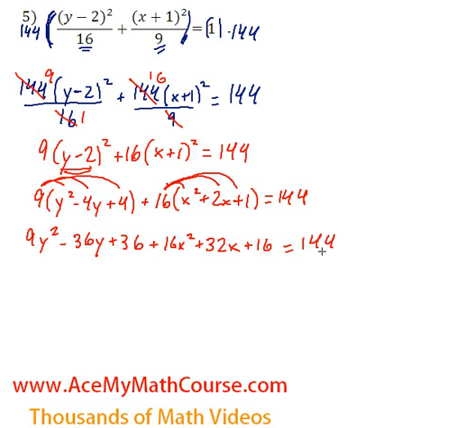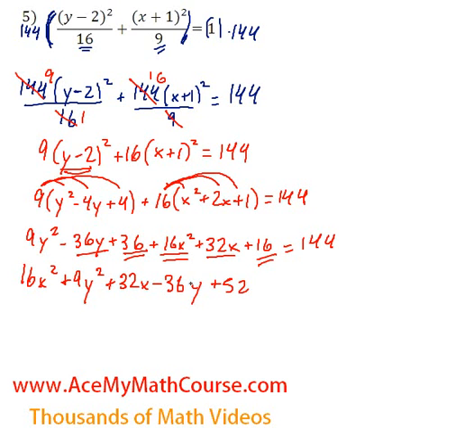Because I want the right hand side of the equal sign to be 0 for the general form answer. And to put this in general form, I also want to have the x squared first. So we have 16x squared, then the y squared term, then the x term, followed by the y term. Then we can have the constant. So 36 plus 16 is 52. We can combine them, of course. And finally, like I mentioned before, we will subtract 144 from both sides of the equation.